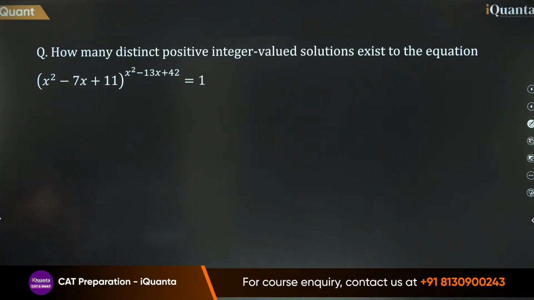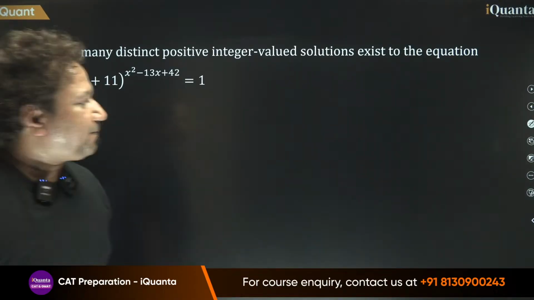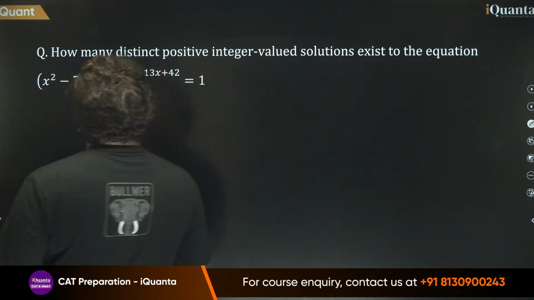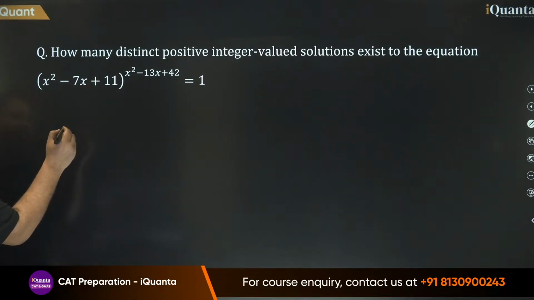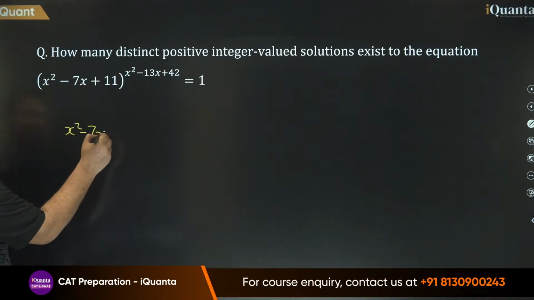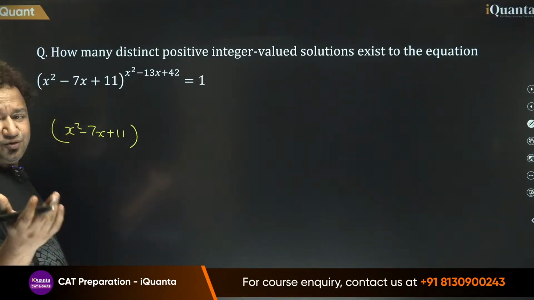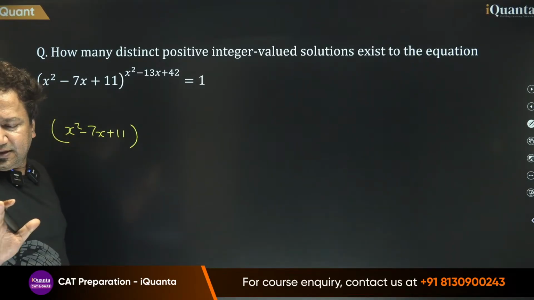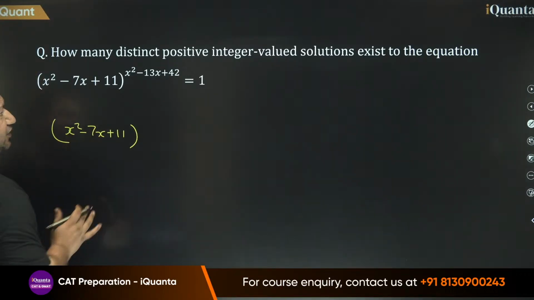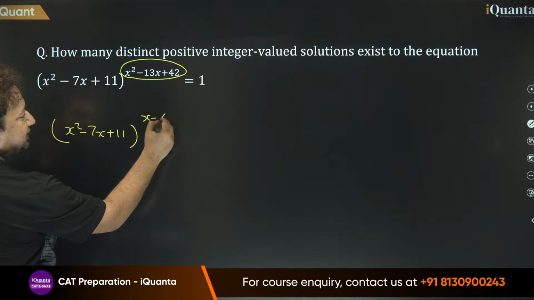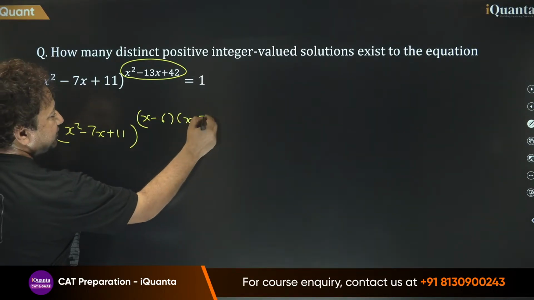How many distinct positive integer value solutions exist to this equation? This is a brilliant equation. You will just love it. I'll show it to you. So x square minus 7x plus 11. Can I factorize it? Not really, because the two factors of 11 are 11 and 1, so breaking it into two parts is impossible. But I can write it as x minus 6 multiplied by x minus 7 equal to 1.